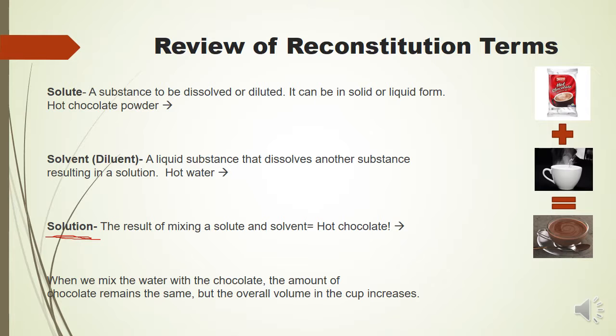Okay, so we mix the water with the hot chocolate. The amount of chocolate powder does not change, right? In this case, we're using a packet. It's preordained how much powder is going to be in our packet, right? So that chocolate remains the same. Overall volume in the cup increases when we add our water. If I were to add more water than the recommendation on the package, it would dilute that hot chocolate further. If I were to add less water to that packet, it would then make it more concentrated, right? It wouldn't be that ideal consistency, or perhaps you prefer it more concentrated or more diluted. Okay?